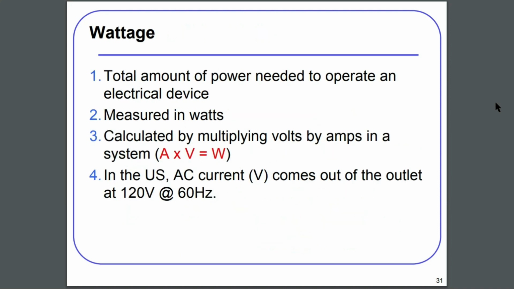So what is the meaning of wattage? The total amount of power needed to operate an electric device is measured in watts. It is calculated by multiplying volts by amperes in a system: amperes times volts equals wattage. In the US, AC current comes out of the outlet at 120 volts at a rate of 60 Hz.